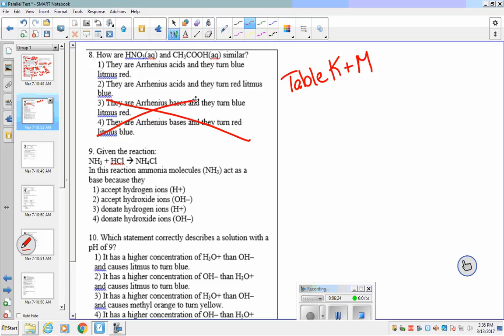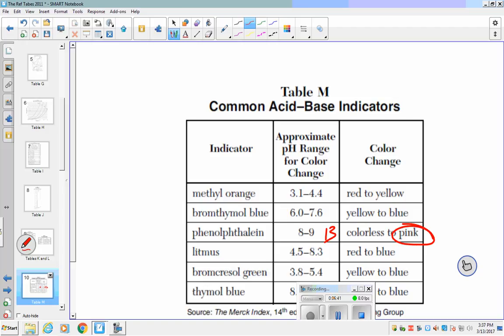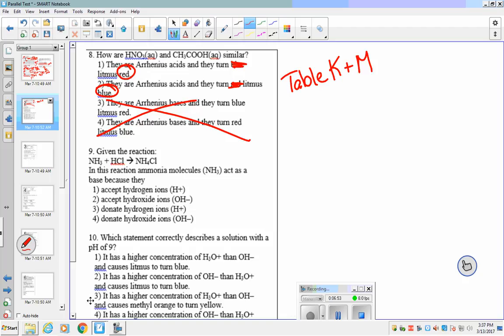Should we turn litmus red, or should we turn litmus blue is the next question. When they talk about blue litmus turning red or red litmus turning blue, the color that the litmus is beforehand doesn't matter. So when we have litmus turning red, litmus is going to turn red in a lower pH solution, below 4.5. A pH of below 4.5 is going to be an acid. So my solution should turn litmus red. So you also have to know low pH is an acid and be able to relate that to table M.